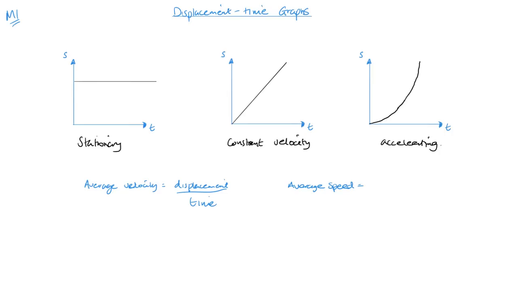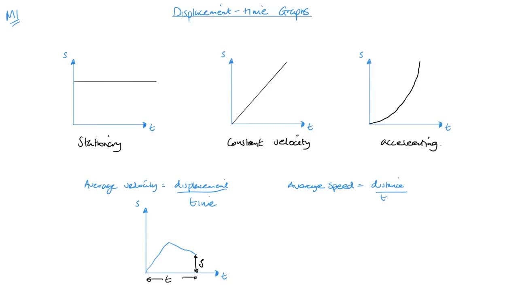So let's draw a quick graph. If I had a starting point here, just at the origin, and I drew it up like this, and then I drew it down like this, and I wanted to measure the average velocity, then what I would do is take the displacement, which is this distance here, over the time taken.